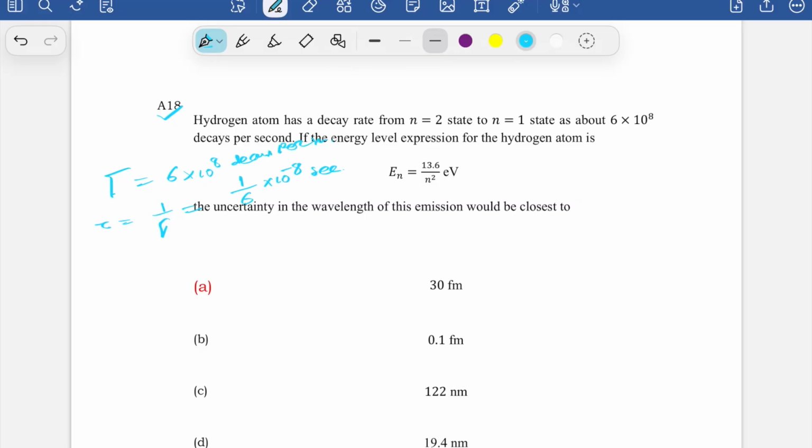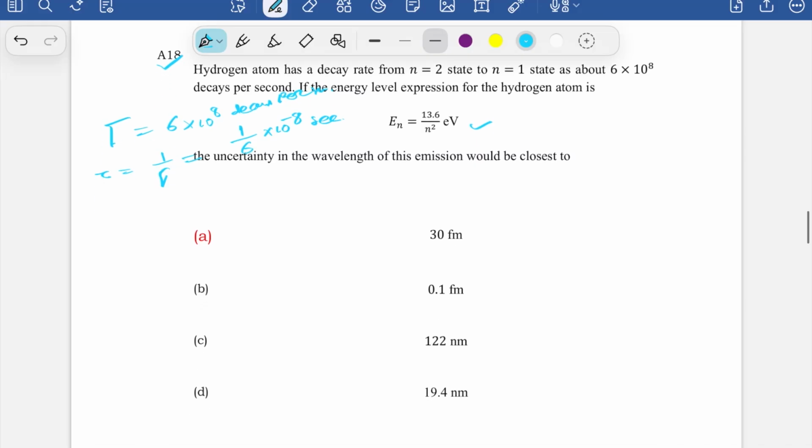If the energy level expression for the hydrogen atom is this, the uncertainty in the wavelength of the emission would be closest to how much? We can use the uncertainty relation: delta E times delta T is greater than or equal to h bar by 2.